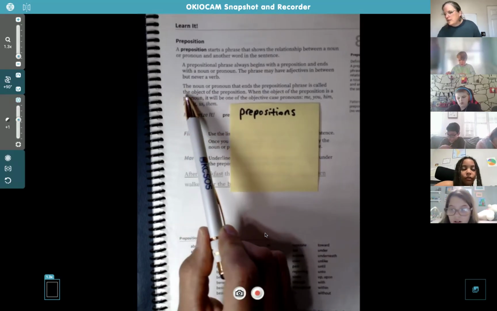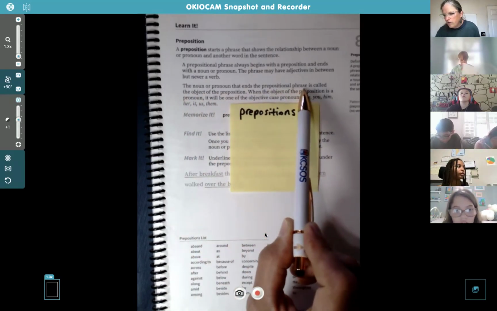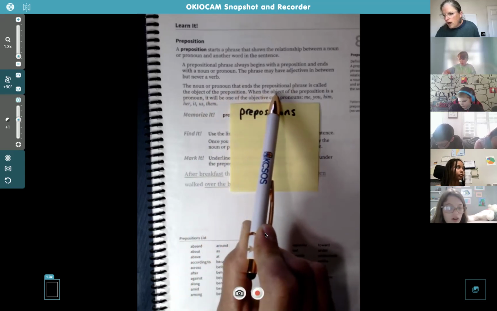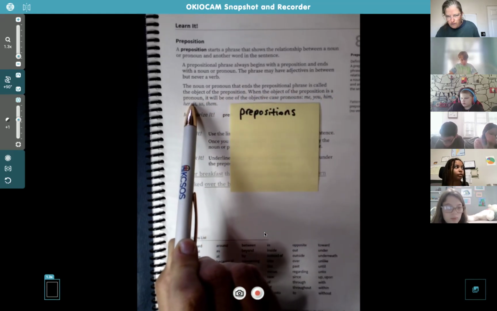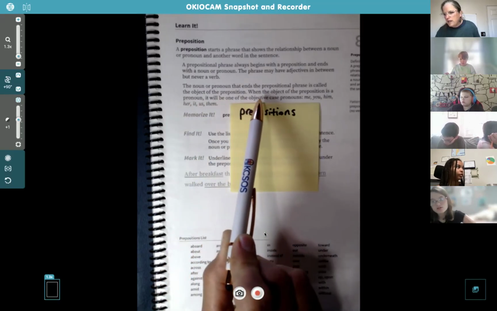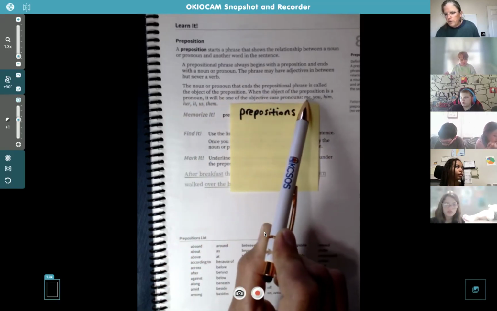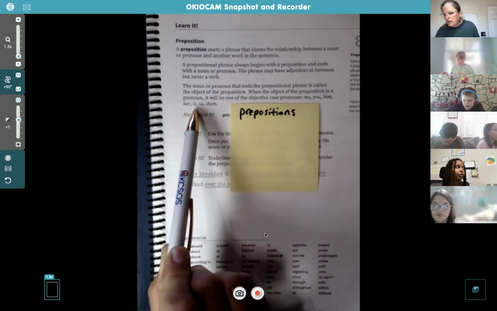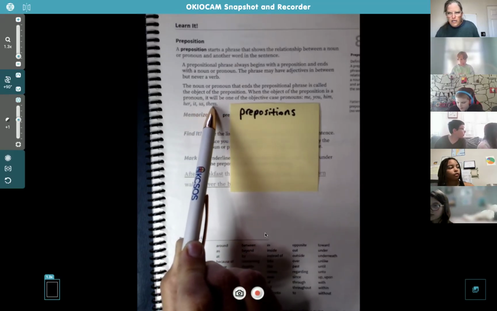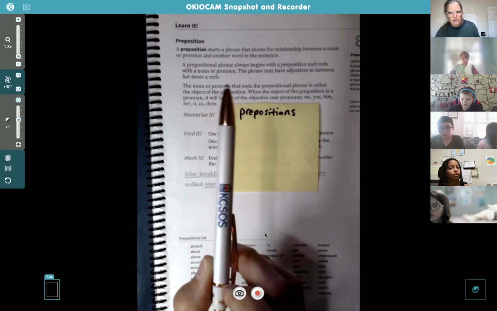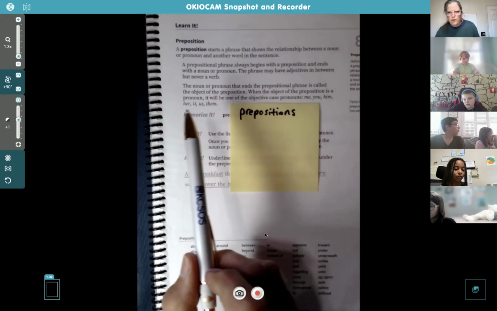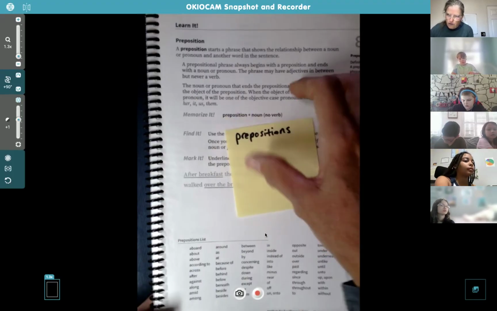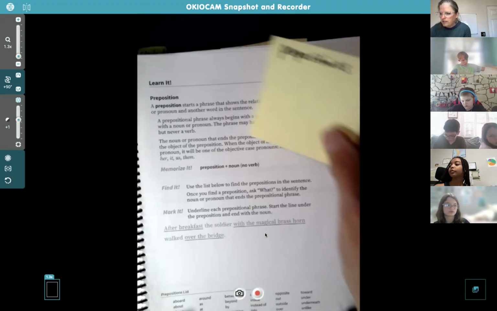And then it talks about the noun or pronoun that ends the prepositional phrase is called the object of the preposition. When the object of the preposition is a pronoun, it will be one of the objective case pronouns. It'll be one of these: me, you, him, her, it, us, them. Those are called objective pronouns. That's part of a prepositional phrase. So don't worry if you still don't know what that means yet, because we're gonna have lots of practice with it.